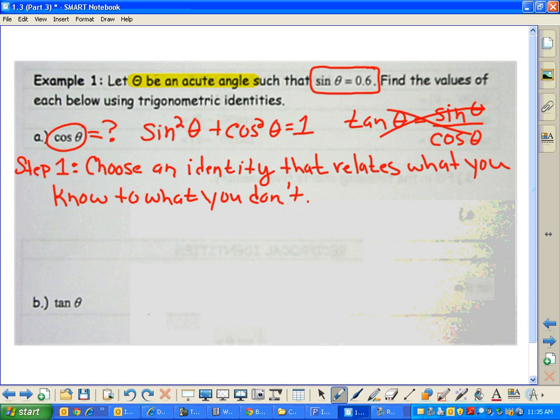That makes me use sine squared theta plus cosine squared theta equals 1. I can now use that identity to solve for cosine. So that's what I'm going to go ahead and do. I'm going to use my algebra skills to solve for the missing value. So in step 2, you're going to use the identity to solve for the missing value.